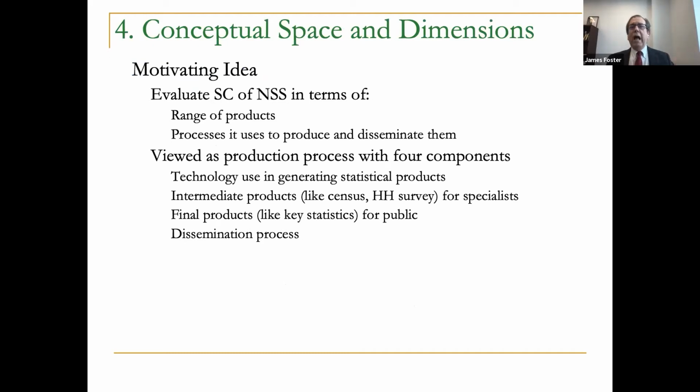What are the remaining elements? Conceptual space and dimensions. Motivating idea: evaluate the SC, statistical capacity, in terms of the range of products and the processes that it uses to produce and disseminate them. So it's really viewed as a production process with four components: technology used to generate the statistical products, say intermediate products like census and surveys. This is used by specialists or people who can handle them. Then final products like key statistics for the public or for public fora, for SDGs. And then on top of all of that, a dissemination process that allows it to get out there, to be available for people to make use of.